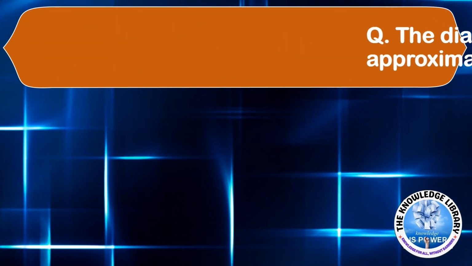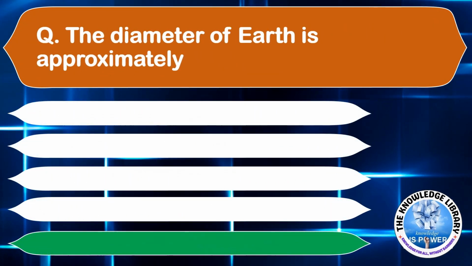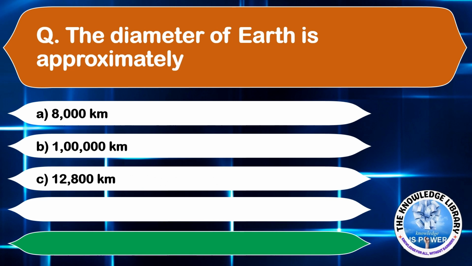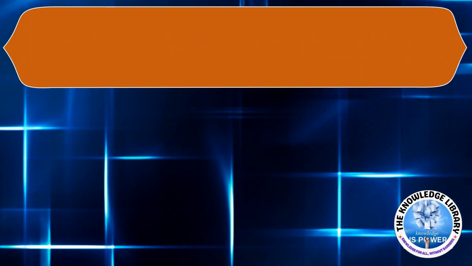The next question is, the diameter of the Earth is approximately option A, 8,000 kilometers. Option B, 1 lakh kilometers. Option C, 12,800 kilometers. And option D, none of these. The correct answer is option C, 12,800 kilometers. Moving on to the next question.